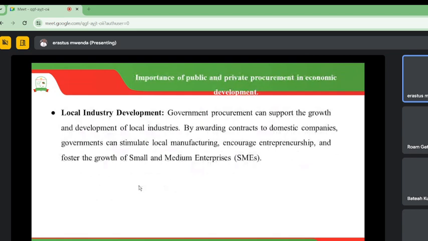Then we also want to develop the local industry. Government procurement can support the growth and development of local industries. So we can award contracts to domestic companies. Governments can stimulate local manufacturing, and so on and so forth. They can decide that all clothing that government staff wear should be sourced from the local manufacturing plant. So that is something very crucial to be able to understand.